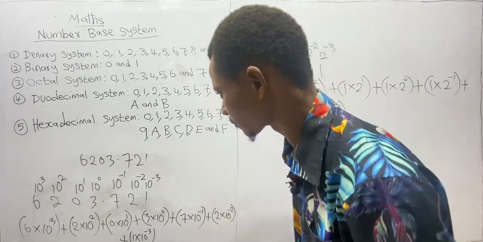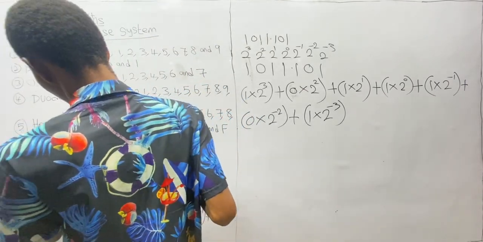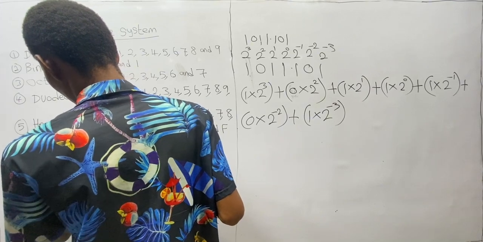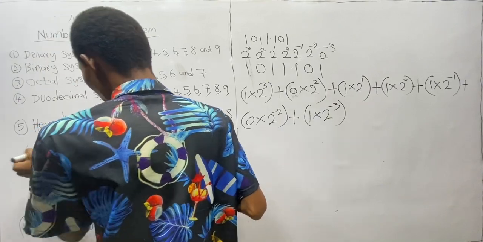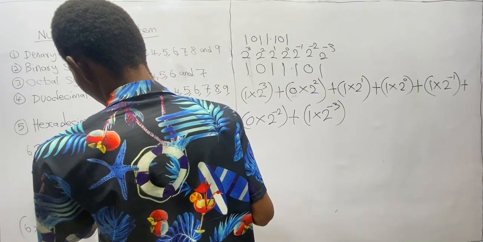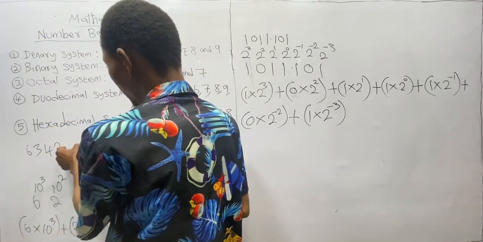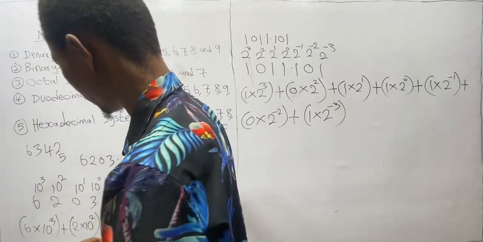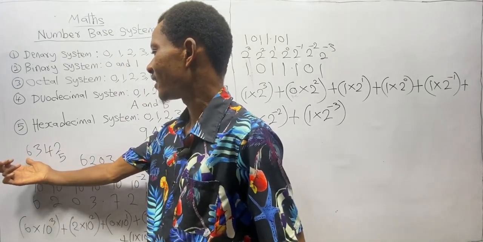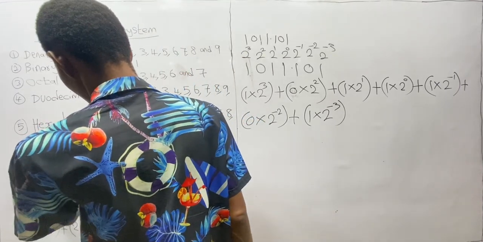Now what do I mean? Look up. If you say 6, 3, 4, 2, and we say this is in base, let's say, base 5. This I write as base 5. This number cannot be in base 5. Why? Because the highest digit here is 6, and this digit is greater than the base number 5. So this number cannot be in base 5.